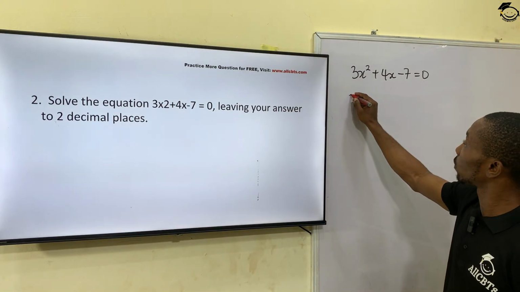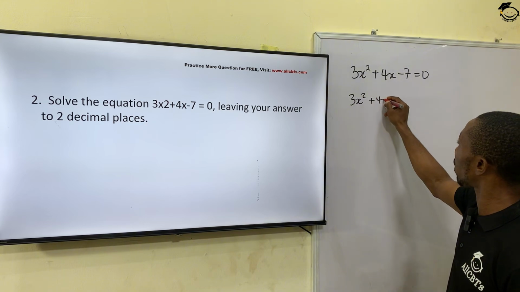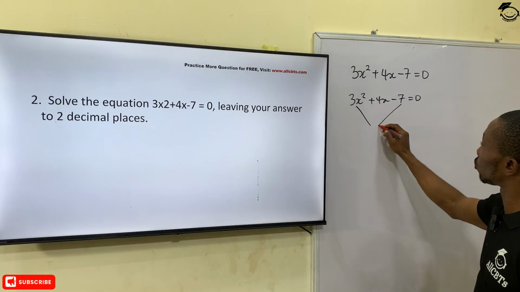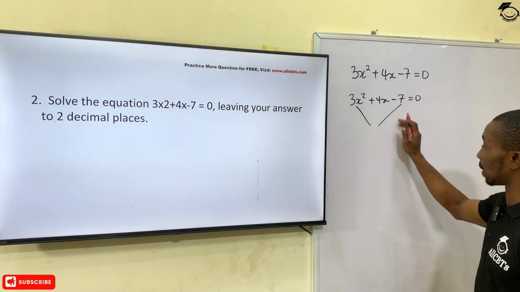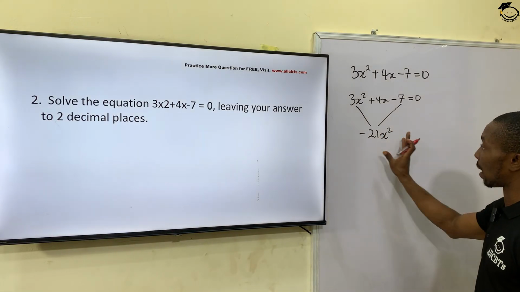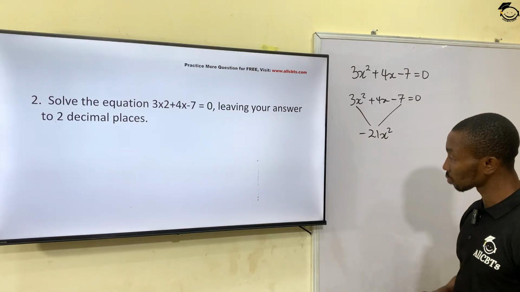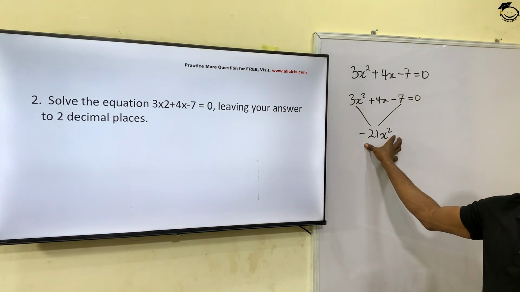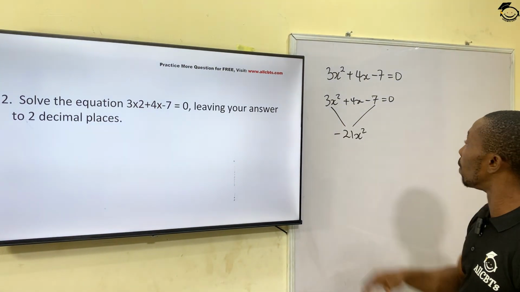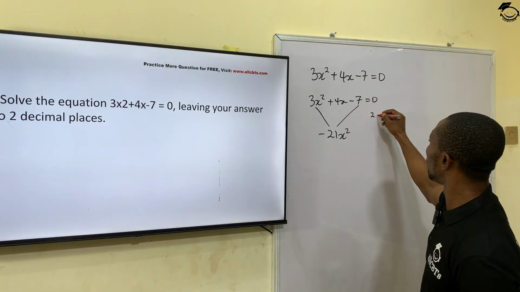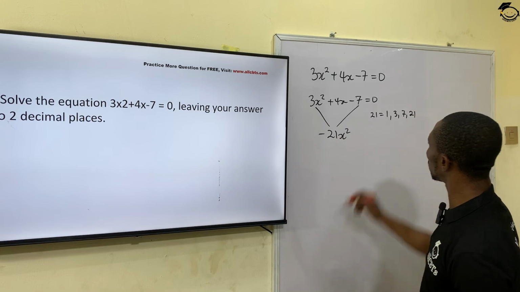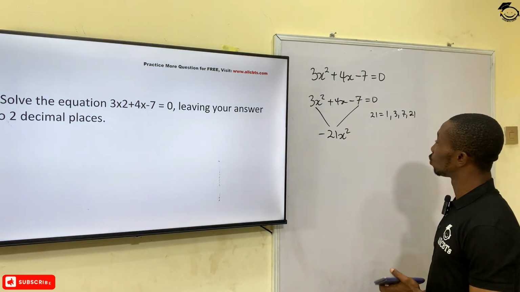Now, to factorize 3x squared plus 4x minus 7 equals 0, we would multiply these two terms together. 3 times minus 7 will give us minus 21x squared. Now, at this point, we would look for the factors of 21 that would give us a positive 4. So let's look at the factors of 21. We have 1, 3, 7, and 21 as the factors of 21.